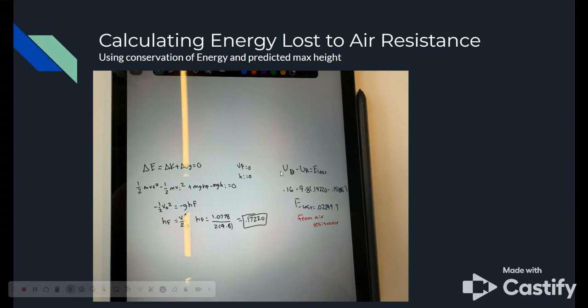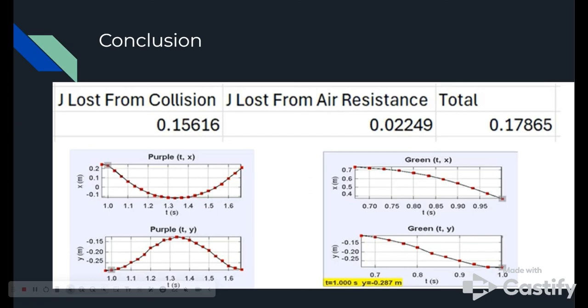0.1722, and using that found the energy loss from the potential derived minus the potential of real, which got us 0.02249 joules from air resistance. And the total loss was 0.17865 from that. And here's a clearer picture of the tracker data.